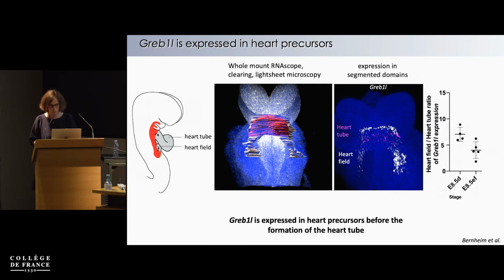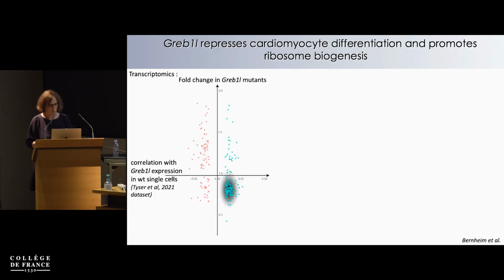So what is Gray-Boinel doing? For this, we used transcriptomic analysis, and we cross-correlated two kinds of analysis. One analysis in an available published data set in wild-type single cells, where we correlated the genes which tend to be expressed together with Gray-Boinel, or on the other hand, anti-correlated.